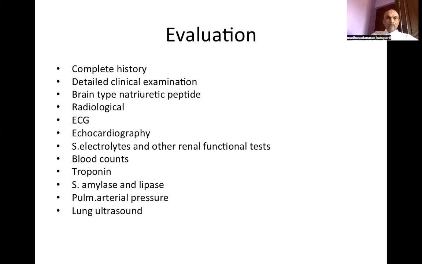Go to the ECG, which will demonstrate the presence of cardiac injury and myocardial infarction. Echocardiography demonstrates valvular diseases, myocarditis, and cardiomyopathy. Then go for the serum electrolytes and other renal function tests and blood counts to show the presence of systemic infection. Troponin levels will show you the presence of acute myocardial infarction. Serum amylase and lipase levels will demonstrate the presence of pancreatitis.